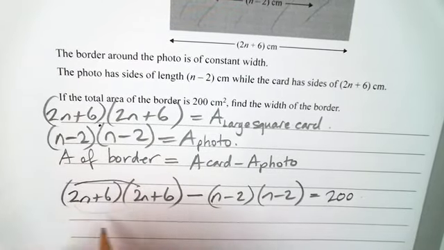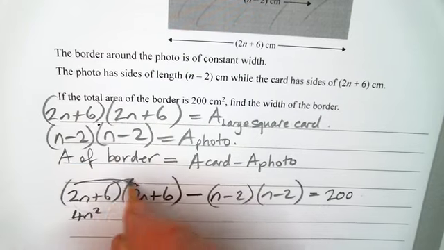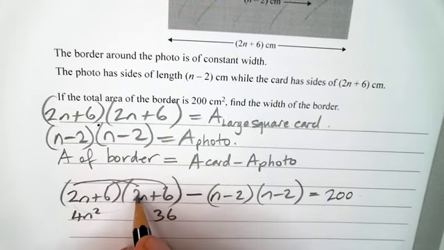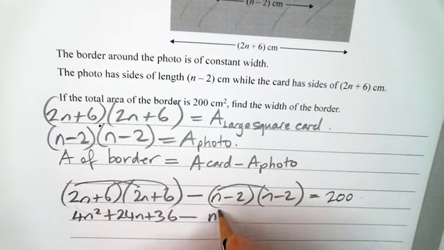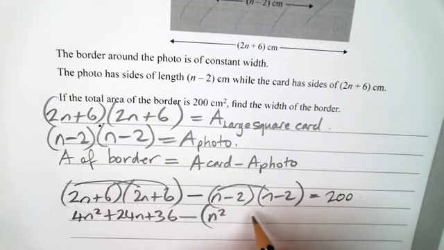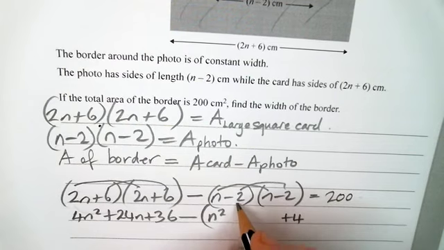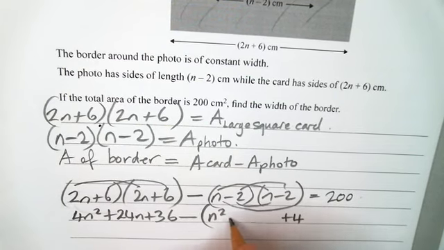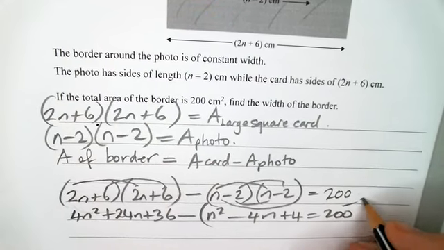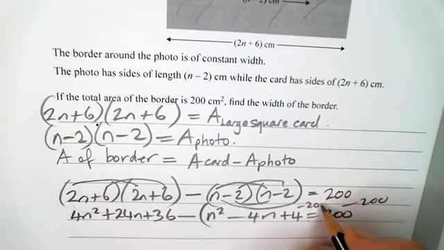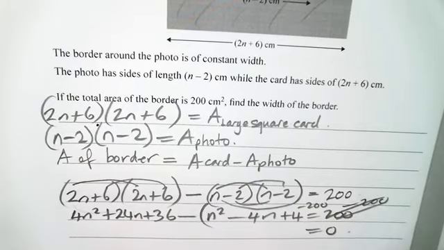So 2n times 2n is going to be 4n squared. 6 sixes are 36, and 6 lots of 2n is 12n, and we do that twice, which is plus 24n. Minus, in brackets, n times n is n squared. Negative 2 times negative 2 is plus 4, and a negative 2 and another negative 2 gives minus 4n. It's equal to 200. At this point, I'm going to subtract 200 from both sides, leaving this as a 0.